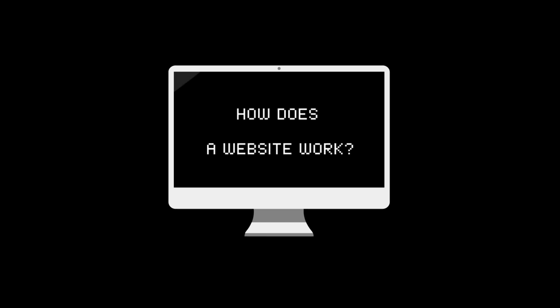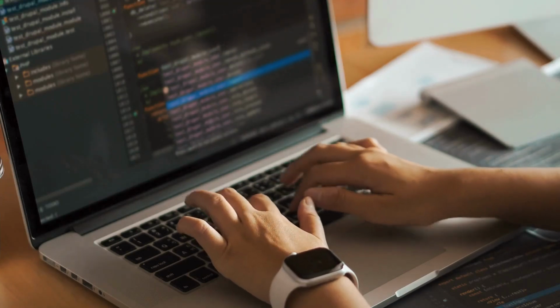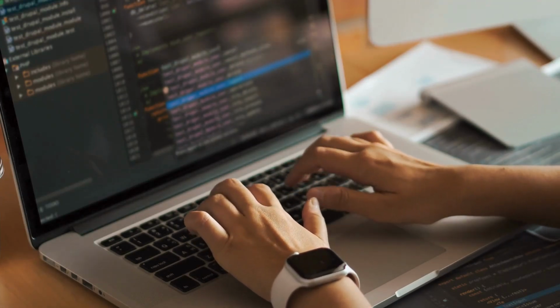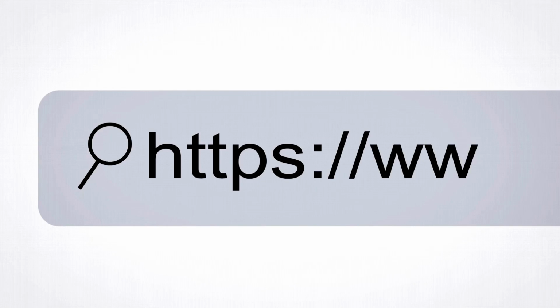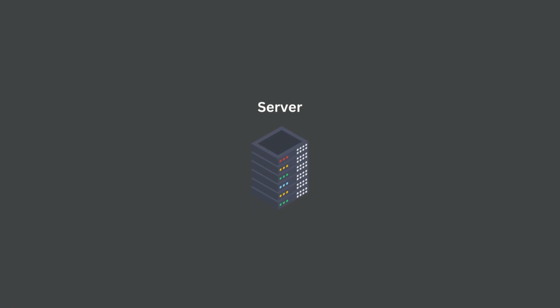How does a website work? How a website works can be summarized as follows. After accessing the web browser via the internet, the user will start typing on the URL bar above to go to a desired website. After the user presses enter, the browser will find the place where the website is being stored, which we call the server.